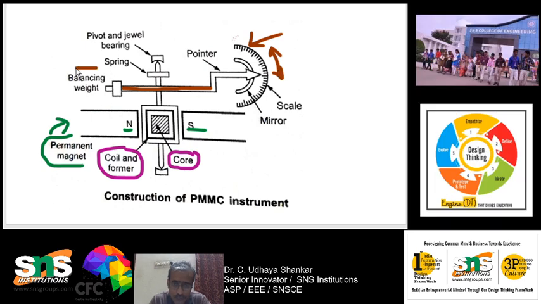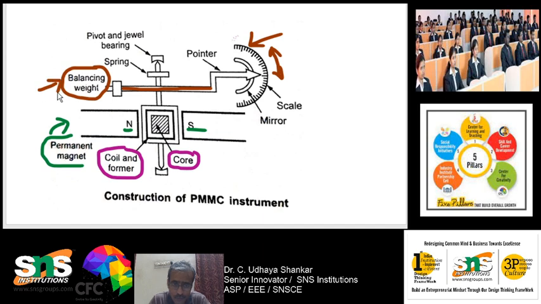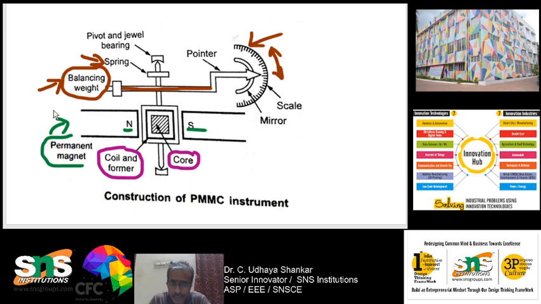In order to improve the damping of oscillation, you have to use a balance weight. As well, some spring is also used in order to improve the damping. So this is the spring, and the balance weight is used to improve the damping, that is, to reduce the oscillation.